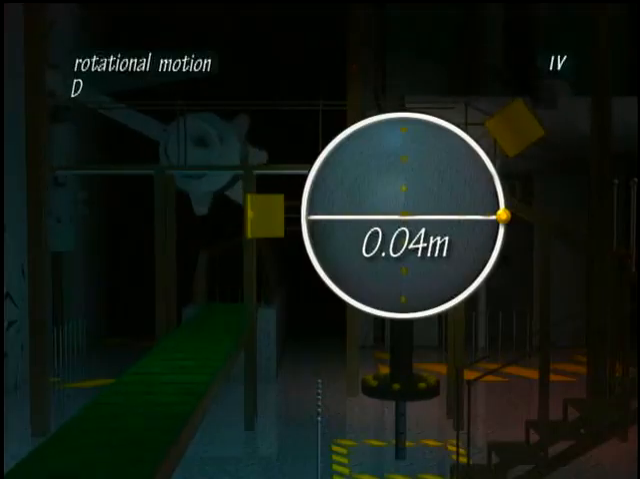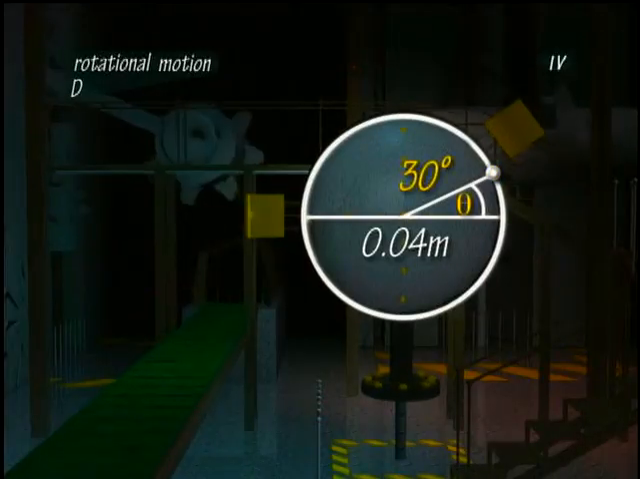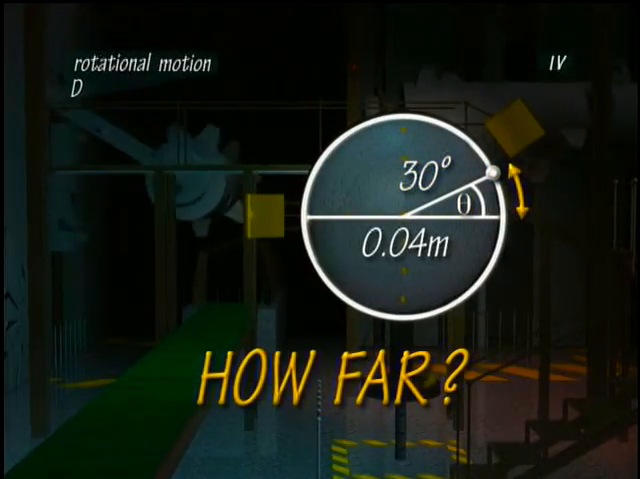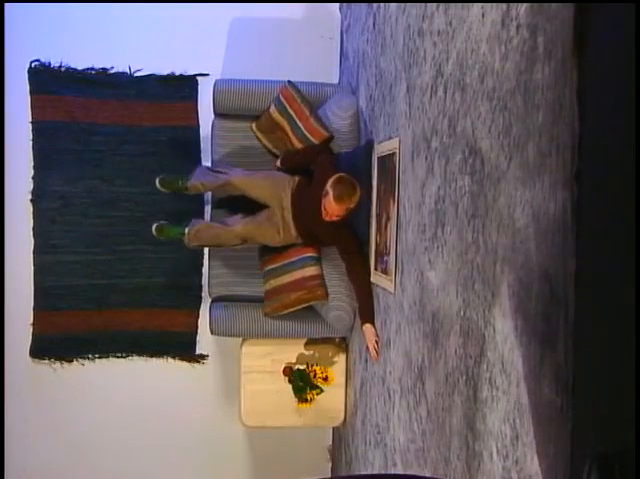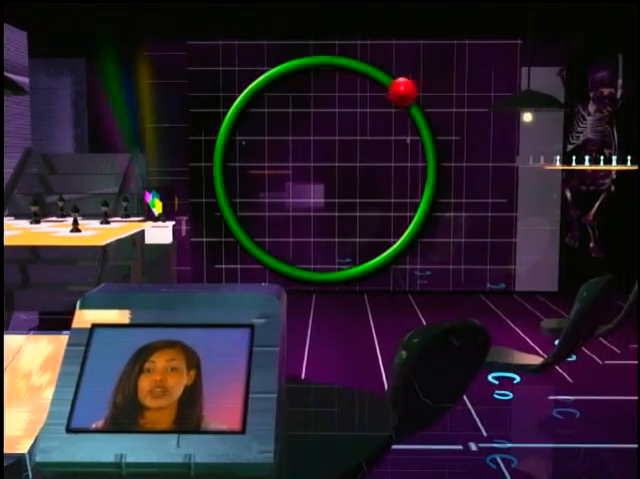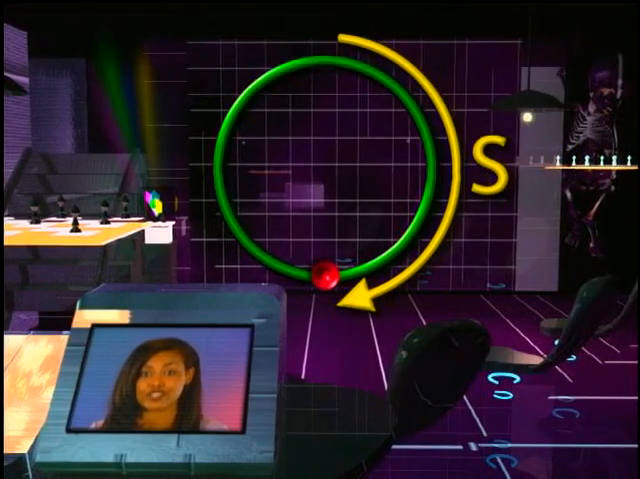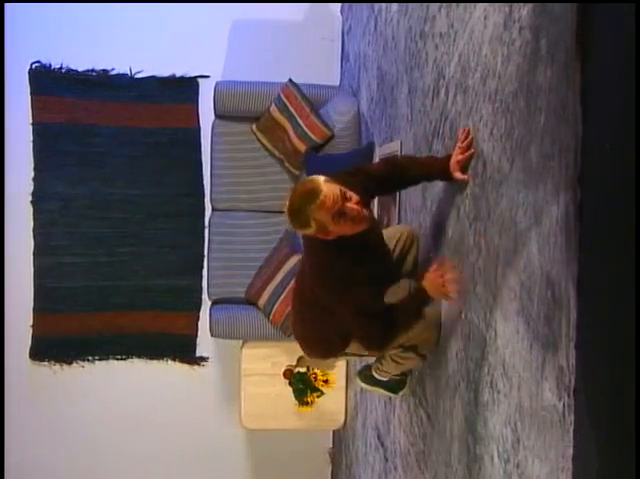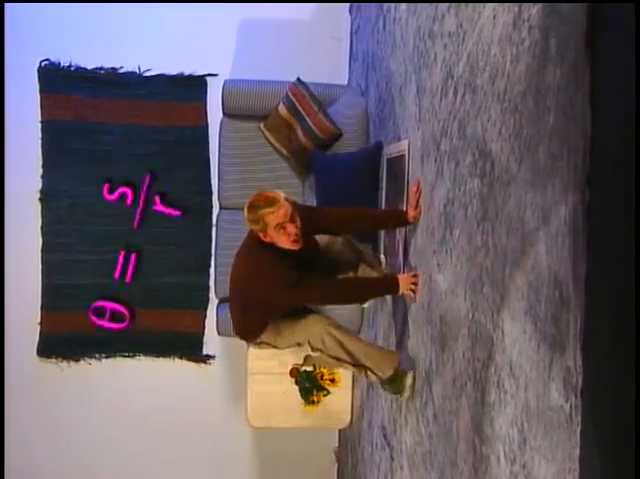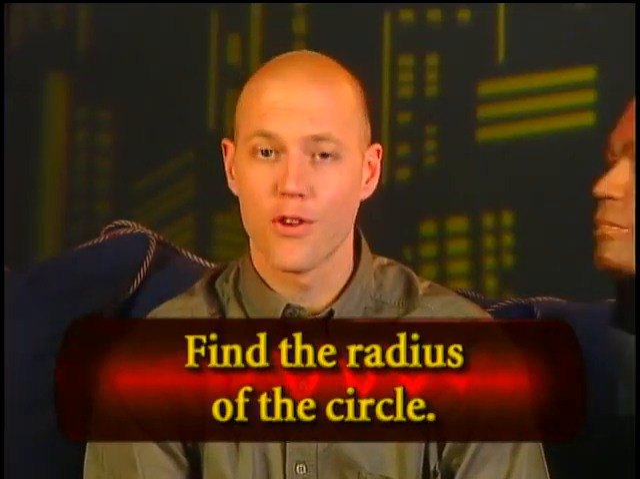If we put a point on the edge of the circle here, and the circle turns through an angle of 30 degrees, how far does the point on the edge of the circle travel? How far does it travel? We didn't learn the equation for that. Actually, we did. There's a point going around in a circle. Whatever distance that point covers is the arc of the circle, s. Oh, okay. So we can use the equation theta equals s over r. Right, but first we have to find the radius of the circle.